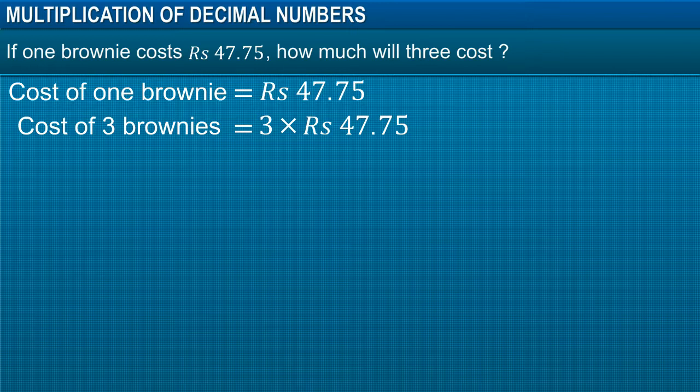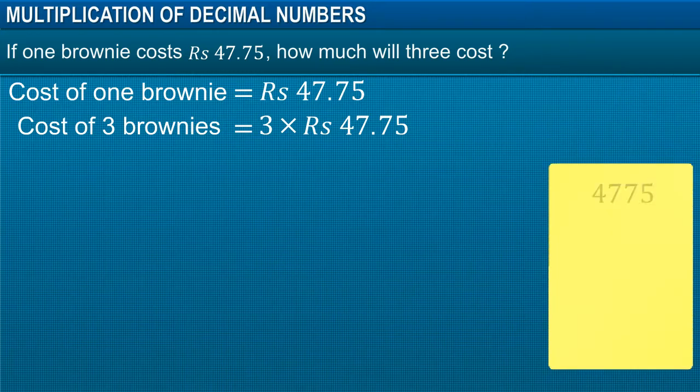47.75. Now, 3 is a whole number and 47.75 is a decimal number. To multiply a whole number by a decimal number, we first multiply the two numbers ignoring the decimal. We get the product as shown here.